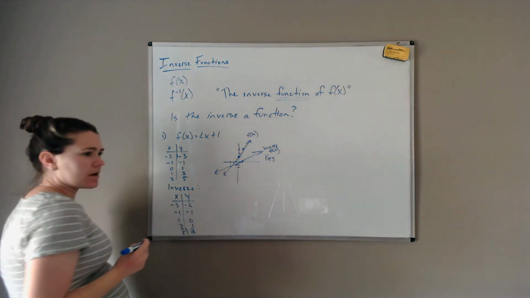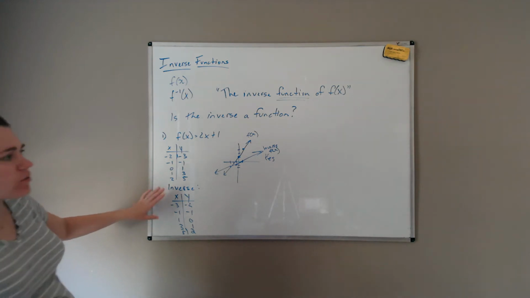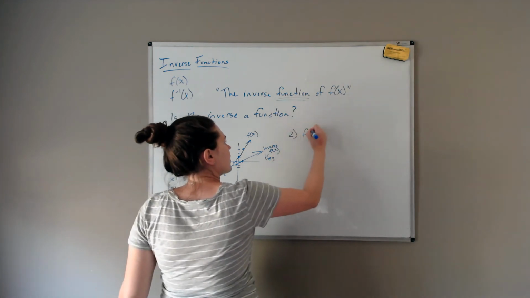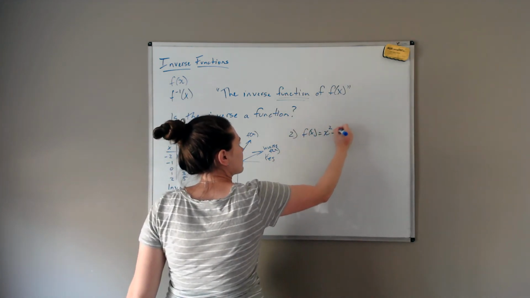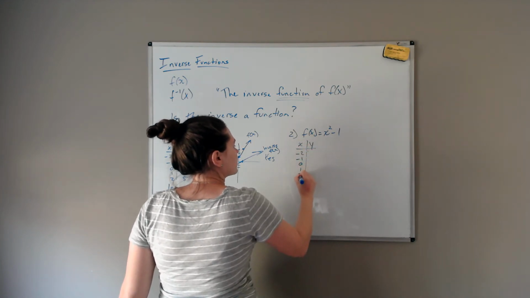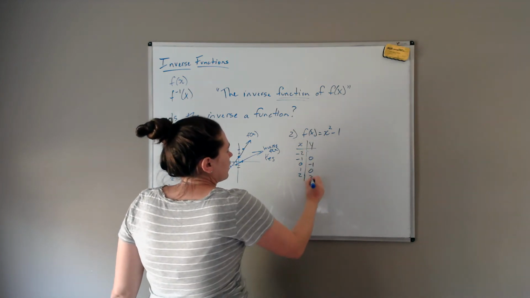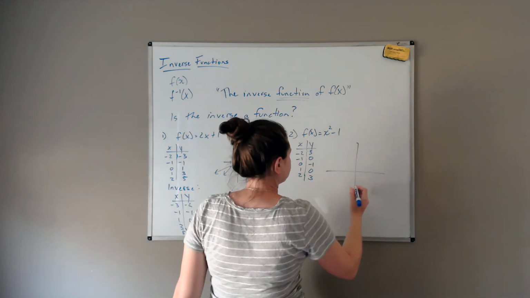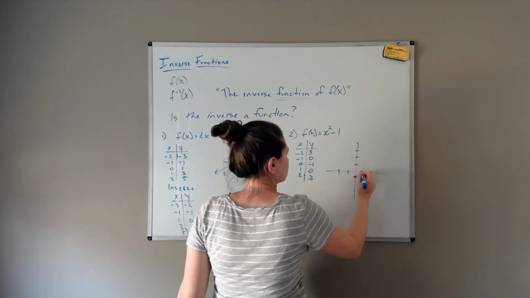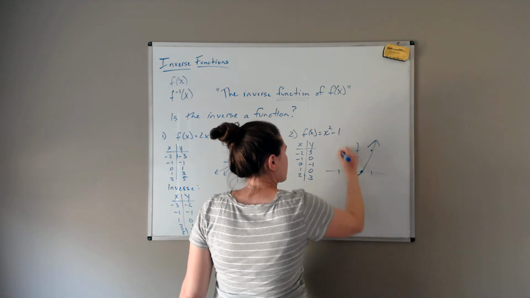Yes. Now, we didn't actually need to see the inverse in order to know whether or not the inverse was a function. Number 2, if we graph f of x equals x squared minus 1, we do a few points, -2, -1, 0, 1, 2. Plug in 0, we get -1. Plug in 1, we get 0. Plug in 2, we get 3. And so that's f of x.